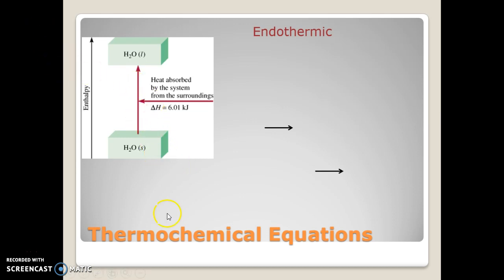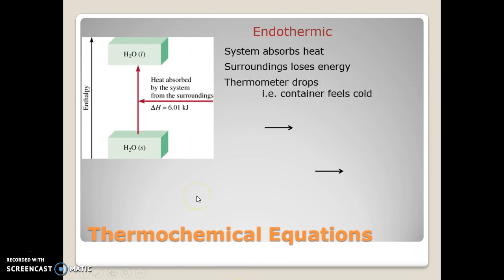So if we're taking a solid to a liquid, which is an endothermic process, the system is going to absorb heat in order to do that. We're going to add energy to the system. The surroundings are going to lose it, so the surroundings are going to get colder. The energy's going into the system. What you see on the outside is a drop in the thermometer temperature.